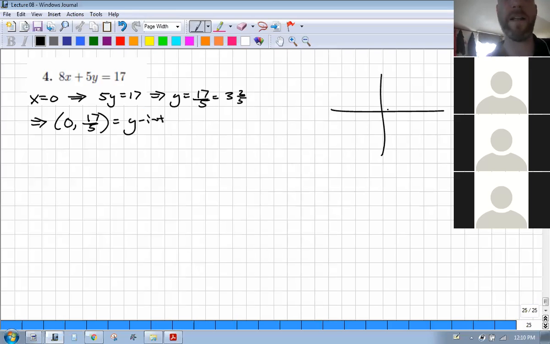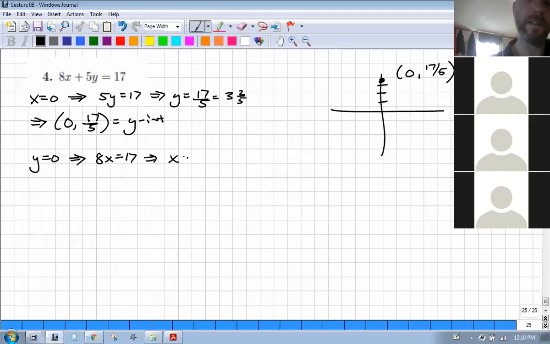Go to the right and left, none, go up 1, 2, 3 and a little bit. This is (0, 17/5). So that's our y-intercept. To get our x-intercept, we let y be 0. If y is 0, we have 8x equals 17. So therefore, x is 17 over 8, which is the same as 2 1/8.